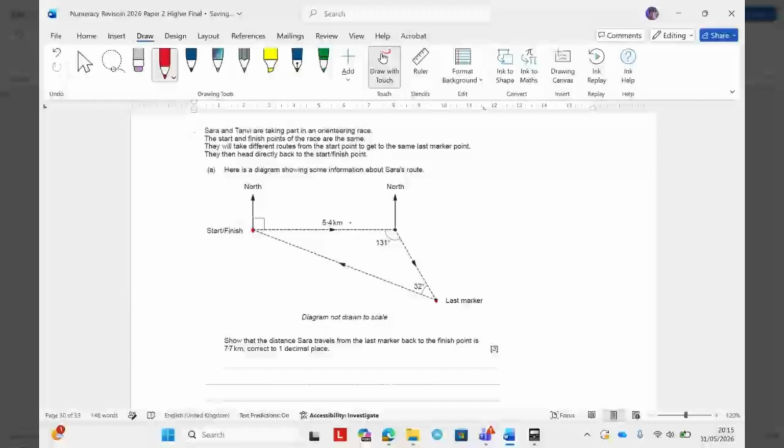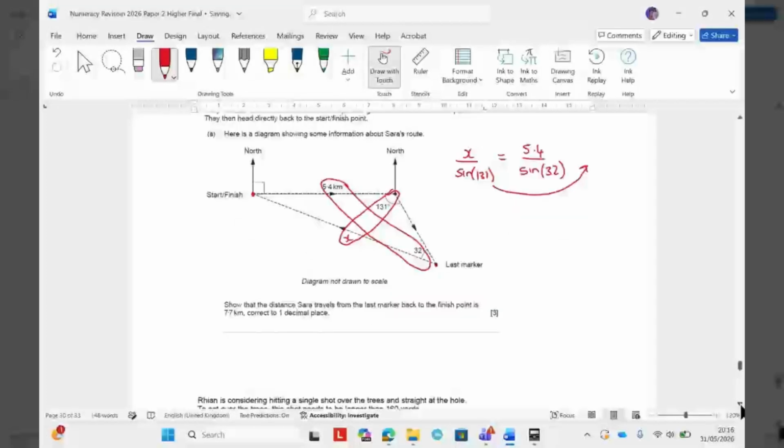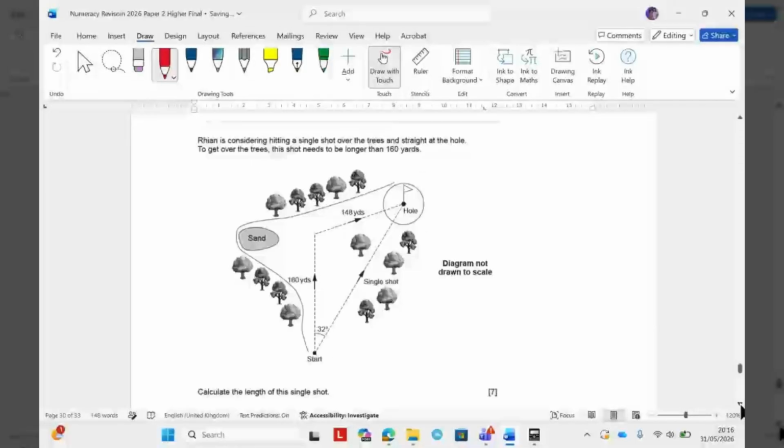Again, there's my complete pair there, and there's my incomplete pair, and my task is to work out x. So very similar thing. I'll just set it up: x over sine 131, and then put the complete pair this side, which is 5.4 over sine 32. Take that up there as a times, stick it in your calculator. Cool, not bad.